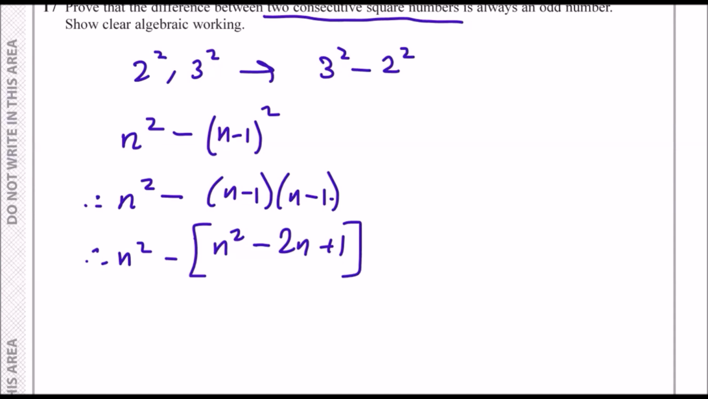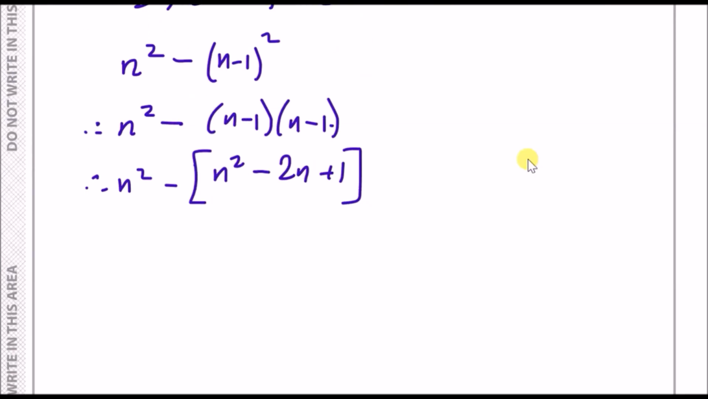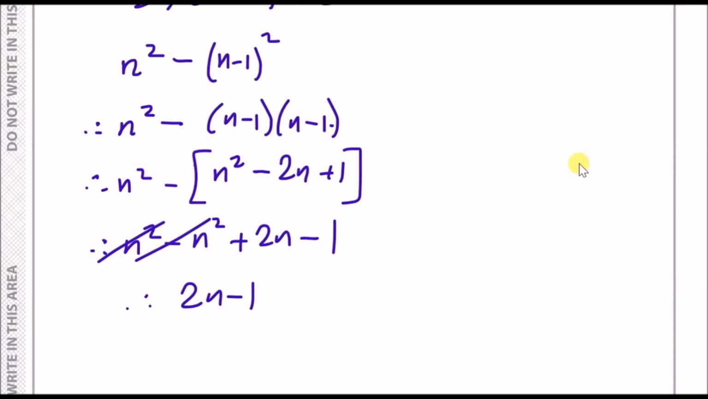Now at this stage, you're going to have to expand this again. We're going to now have, therefore, n squared take away. And because you got a minus sign before the bracket, flip all the signs, yeah? So you're going to get minus n squared plus 2n minus 1. And then cancelling like terms, n squared take away n squared is 0. You're just left with 2n minus 1.